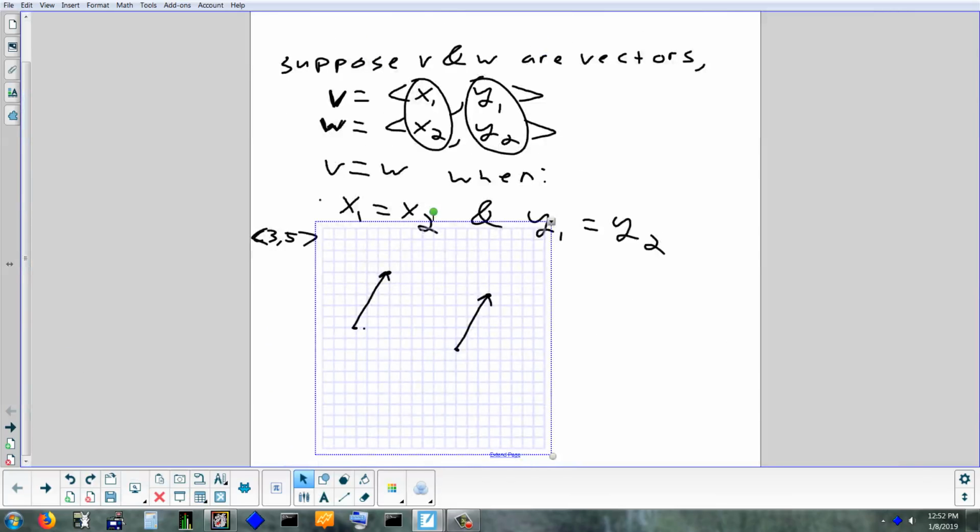Another way to think of it is once you make a triangle out of it, the bottom side is 3, the height is 5. If the other vector makes the same triangle, then it's equal. Bottom side is 3, height is 5. Yep, same vector. Same length, same direction.